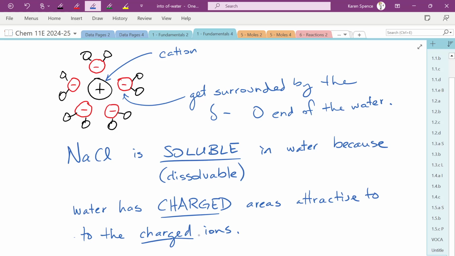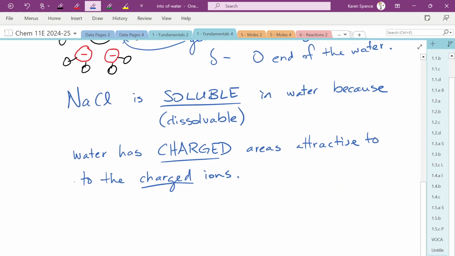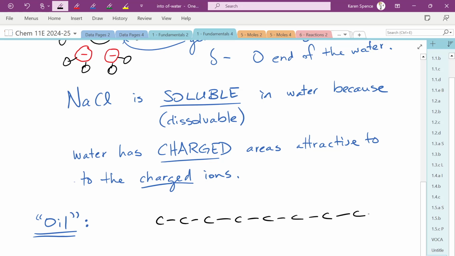So I'm going to show you approximately what oil looks like. Oil is a little more complicated, but it looks approximately like this. Okay, so we have a big long chain of carbons all attached to one another. Now, how many bonds does carbon have? 4. So this carbon on the end needs another 1, 2, 3 bonds. And what's going to go on the outside of that? Barring anything else, it's going to be hydrogen.